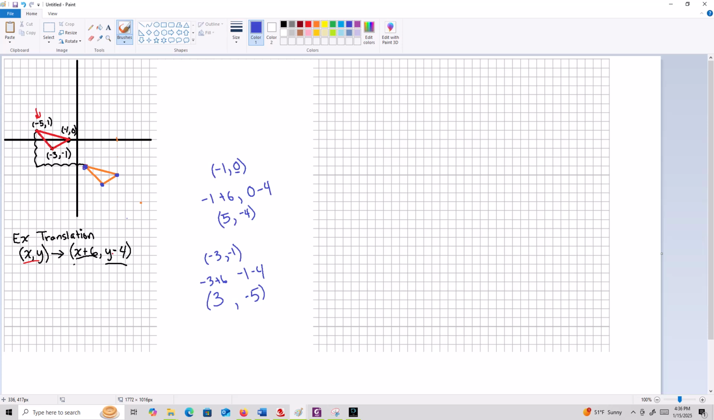Remember, translation is going to result in a rigid transformation. My orange image is the exact same shape and size as my pre-image, which was the red triangle. So the red triangle was my starting point, so it's called the pre-image. And my orange triangle is my ending, my resulting shape on the Cartesian plane, so it is my image. Alright, so that was a quick review of translations.